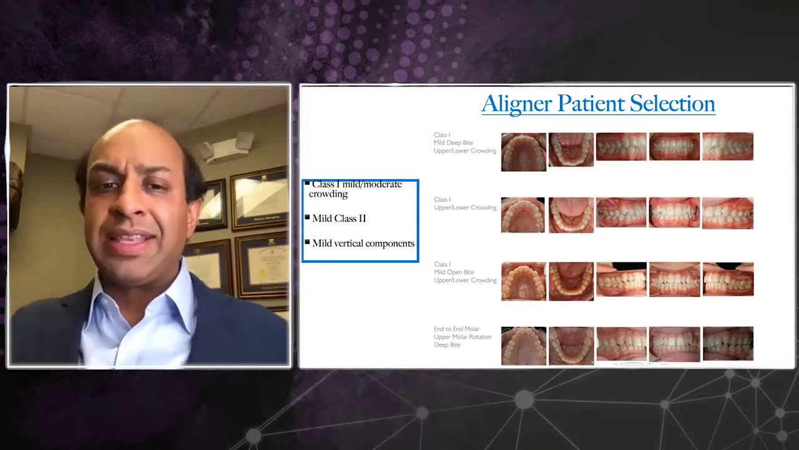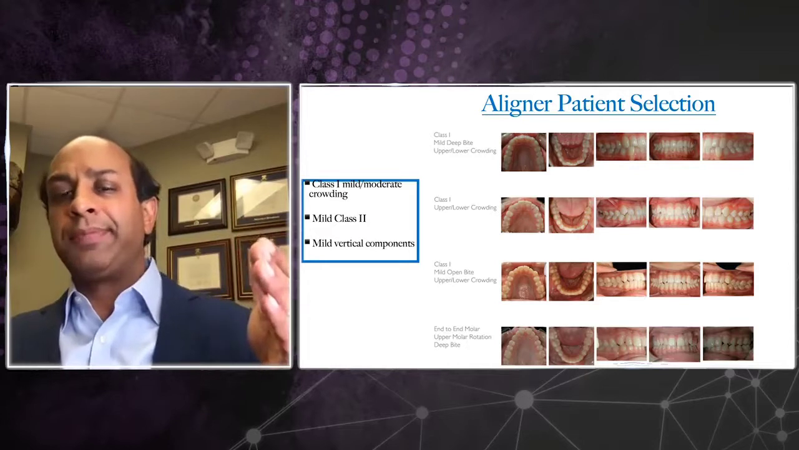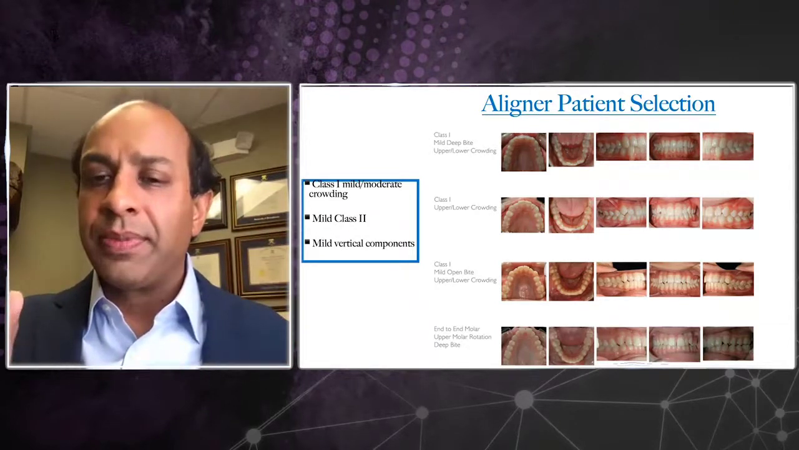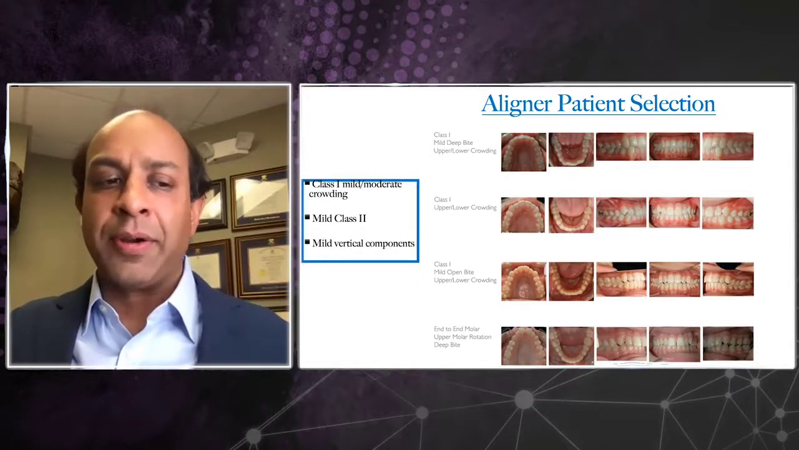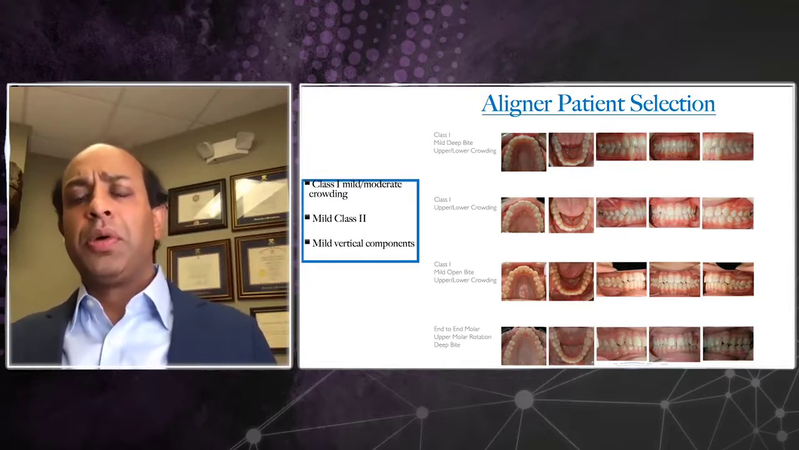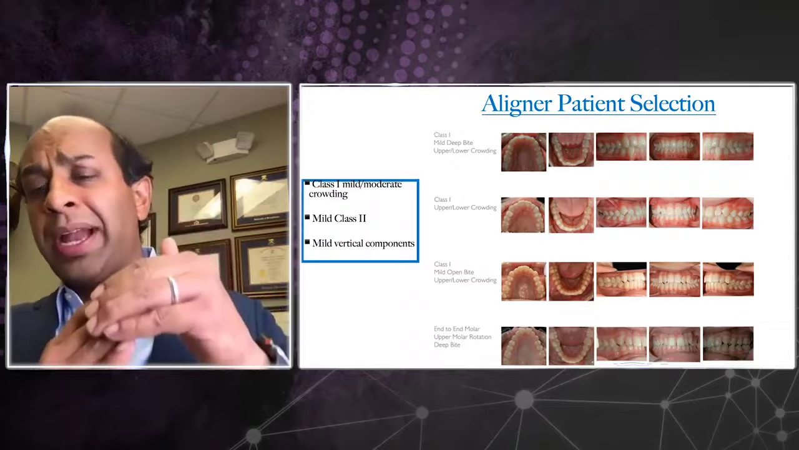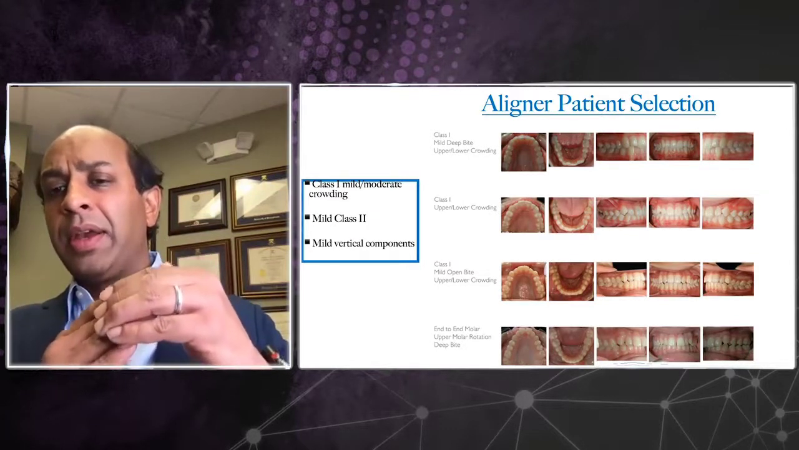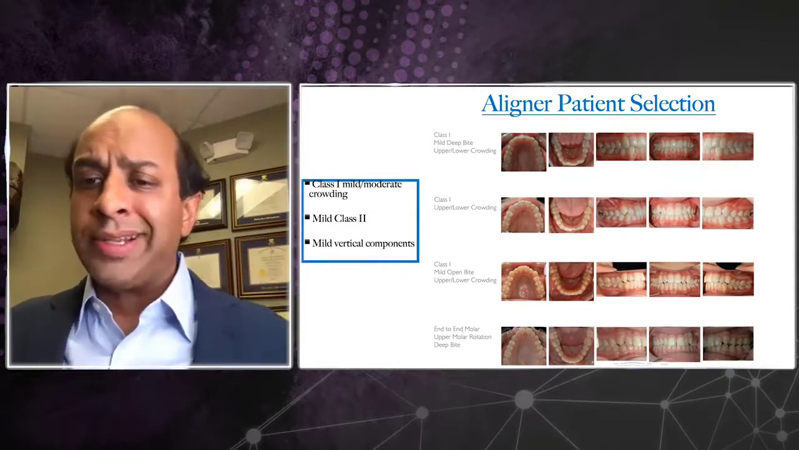If you see that these maxillary molars are rotated mesially and that patient is slightly class 2, that's actually a masked class 1 scenario. And mild vertical components. So anything where the overbite for the patient is less than 3 to 4 millimeters of upper anterior overlap to the lower incisors.